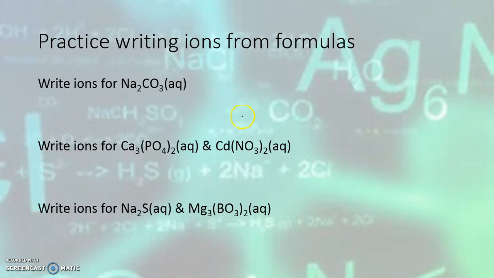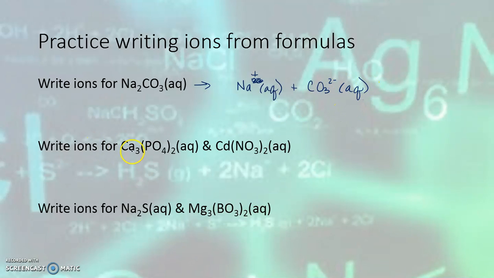Practice writing ions from formulas. Write the ions that would be formed from this. Sodium carbonate would break down into 2 Na+ (aq), sorry, not a +2, positive, and carbonate, CO3 2-, (aq).